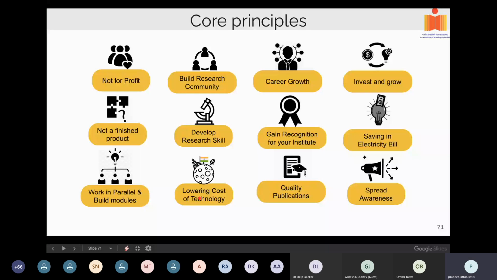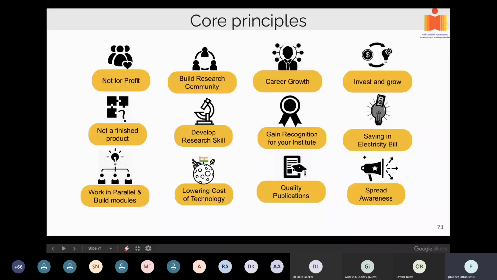Coming to the third line, this is more suitable for the faculty. Working with this kind of real-time monitoring project will help you in career growth, it will gain recognition for your institute, and you can get a quality publication. What happens is, if you collect the data from your campus and write papers using that data, then by default it is an original contribution, because you're doing analysis on your original data.